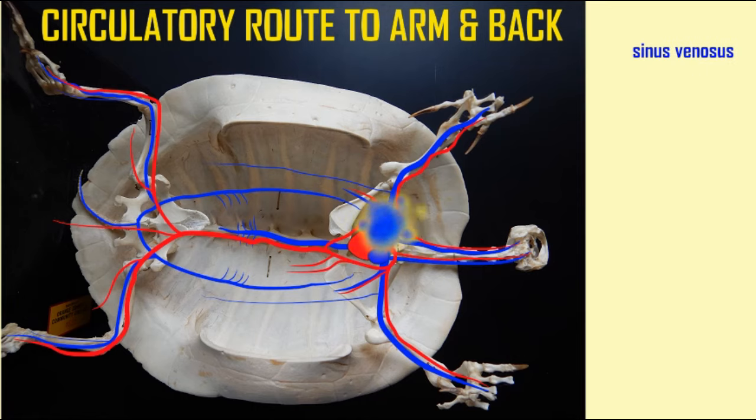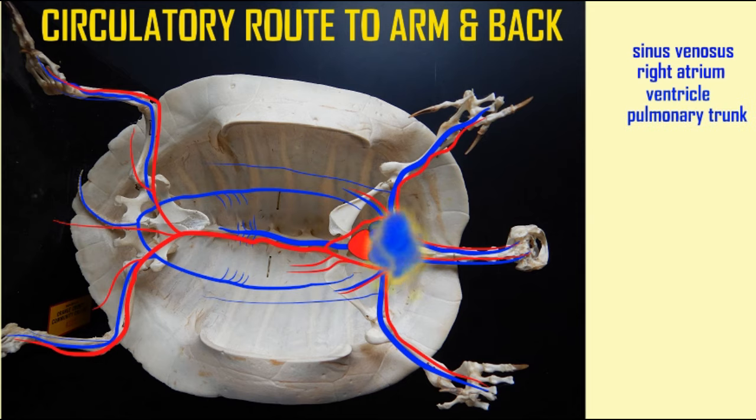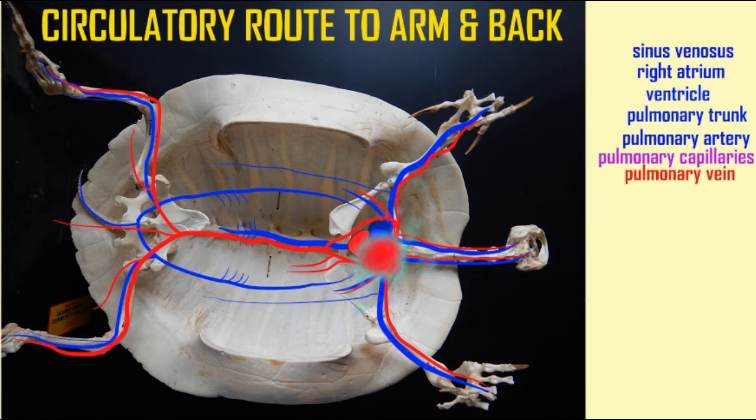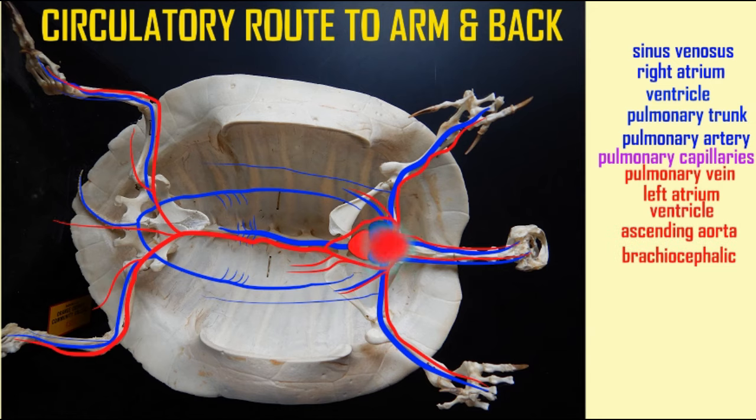From the common pulmonary artery or pulmonary trunk, blood could enter the left and right pulmonary arteries to the pulmonary capillaries where gas exchange would occur and the deoxygenated blood would become oxygenated. This oxygenated blood could return through pulmonary veins into the left atrium, into the single ventricle, into the ascending aorta, which would then enter subclavian arteries, but on the right side pass through a brachiocephalic trunk first.